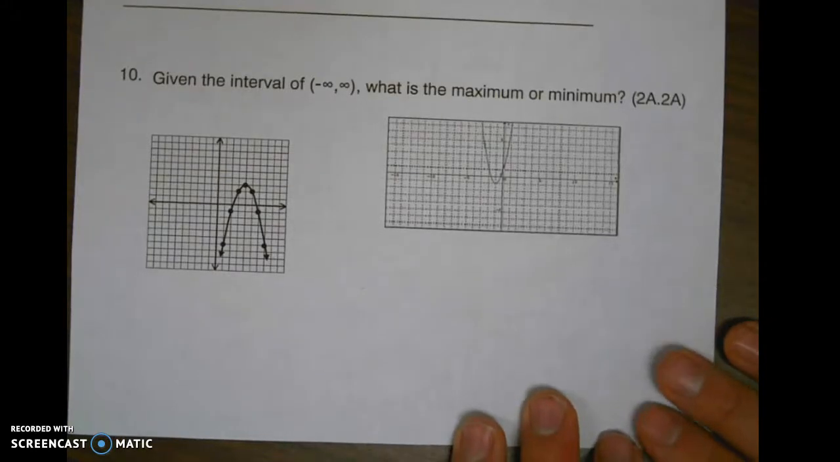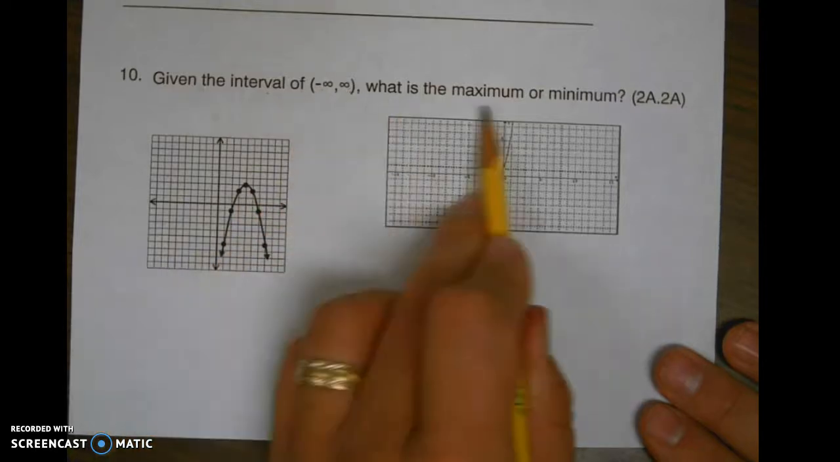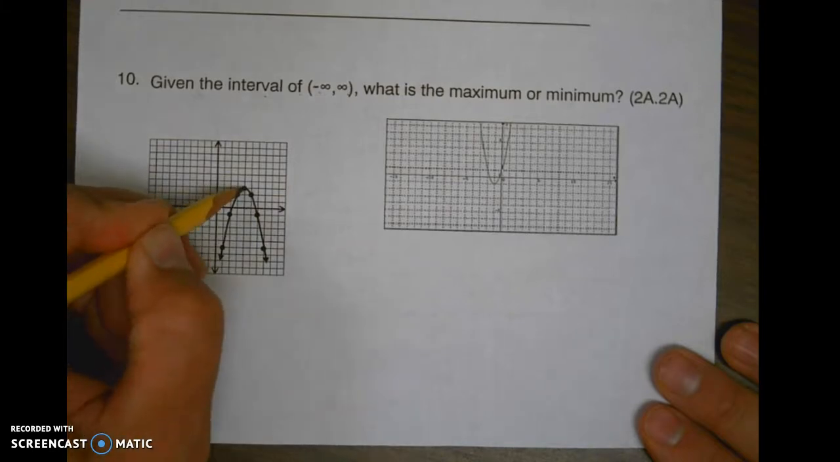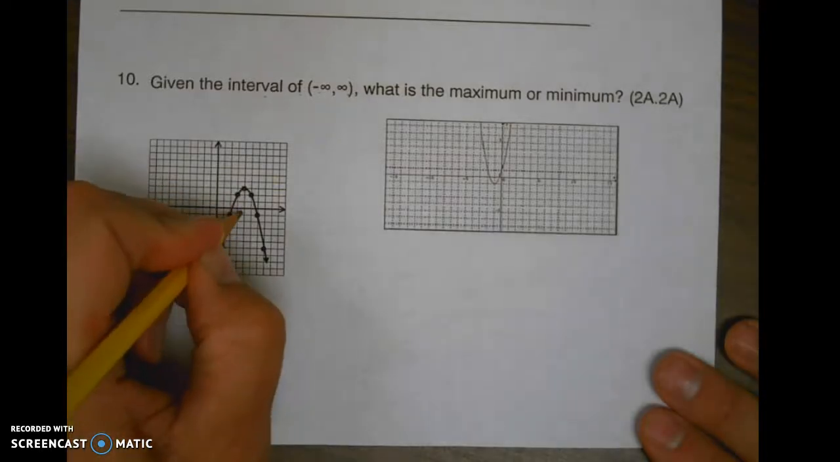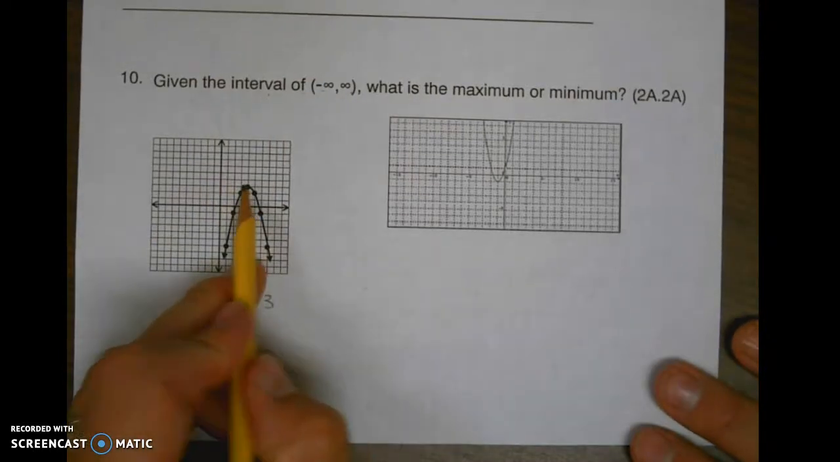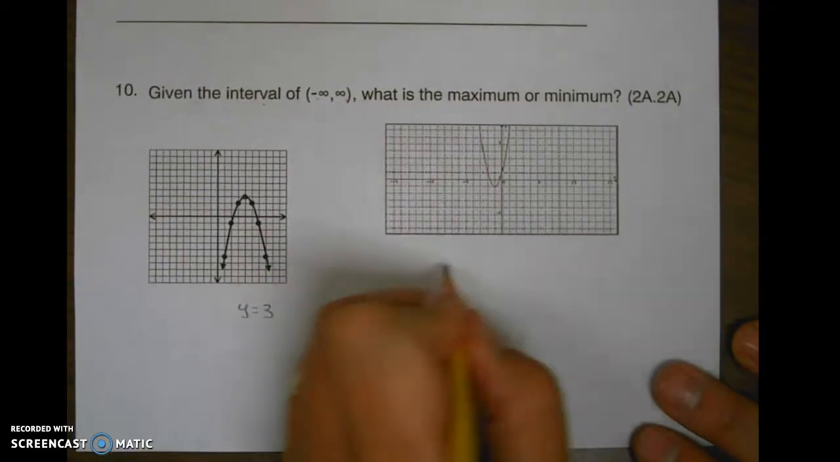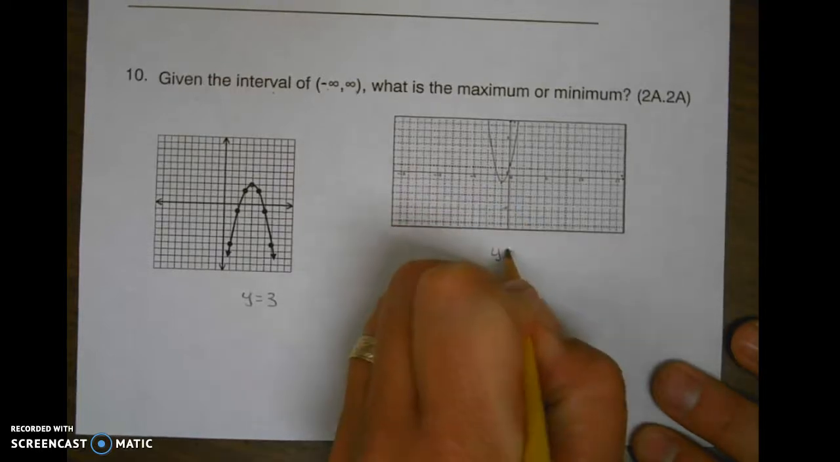Okay, finally, last but not least, given the interval of negative infinity to infinity, what is the maximum or minimum? So when looking at a graph, a maximum is going to be found at the highest point possible. So the maximum here is going to be the y value. So 1, 2, 3. So our maximum value is y equals 3. Now this one has a minimum. So in this case, our minimum value here is going to be -1, because that's how far down it goes. That's the lowest point. So y equals -1.